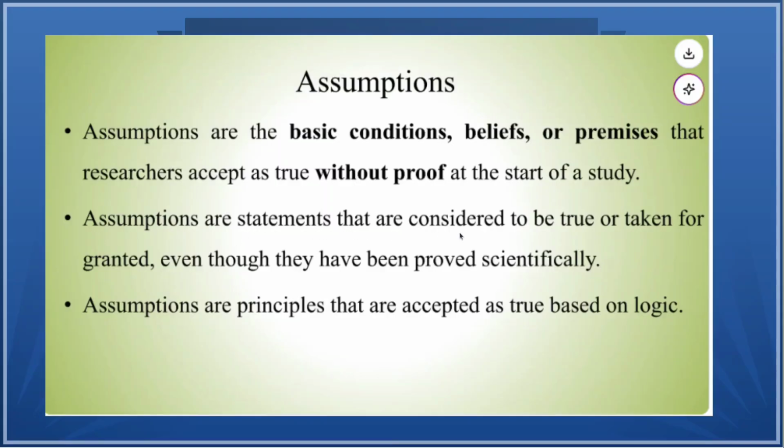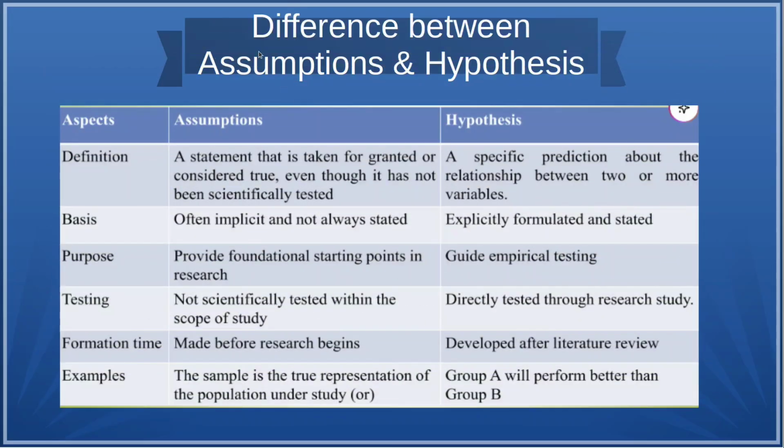Assumptions are statements that are considered to be true or taken for granted even though they have not been proved scientifically. Assumptions are principles that are accepted as true based on logic. What is the difference between assumptions and hypothesis? Hypothesis, we have said, is a guess, prediction, guess about the future. Assumptions are statements taken for granted or considered true. You are taking that statement for granted and considering it as true even though it has no scientific basis. Still you believe that it is true.